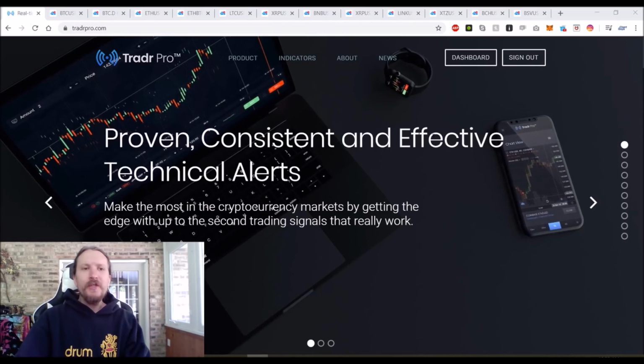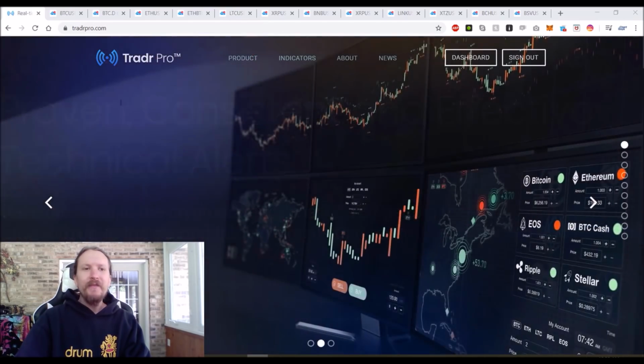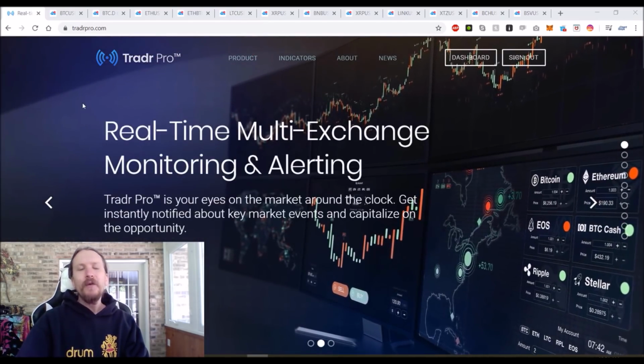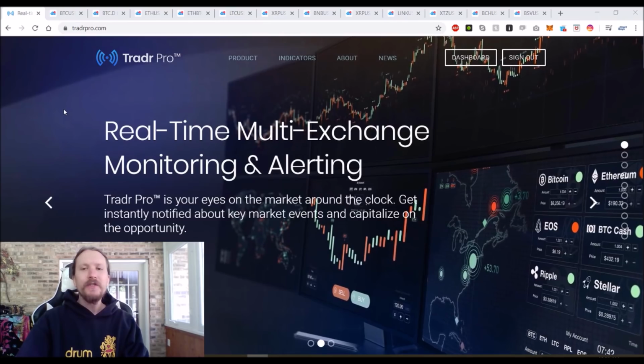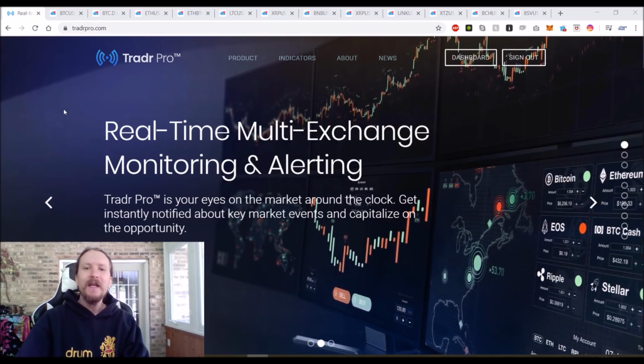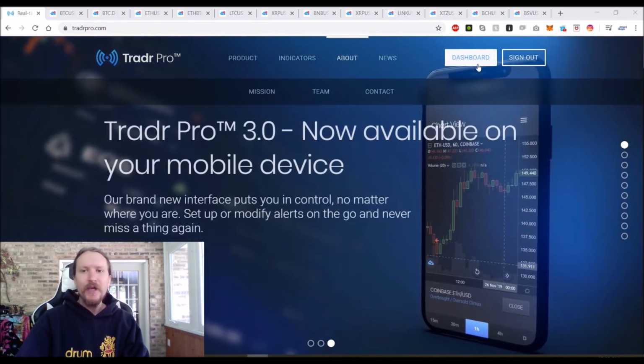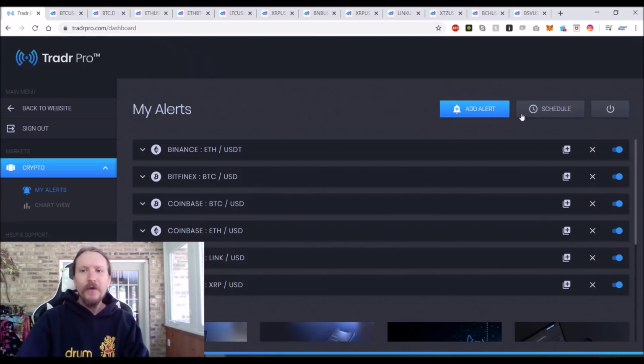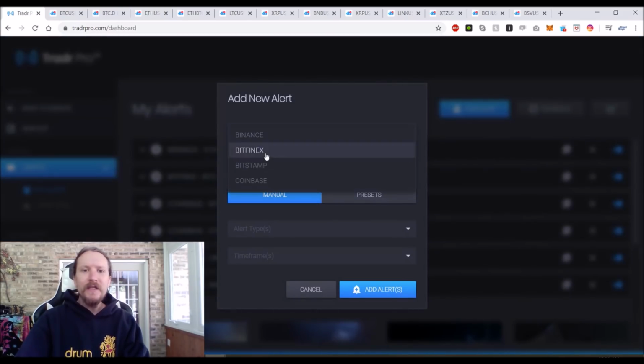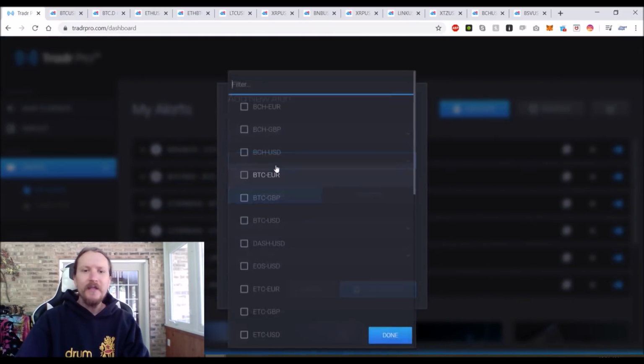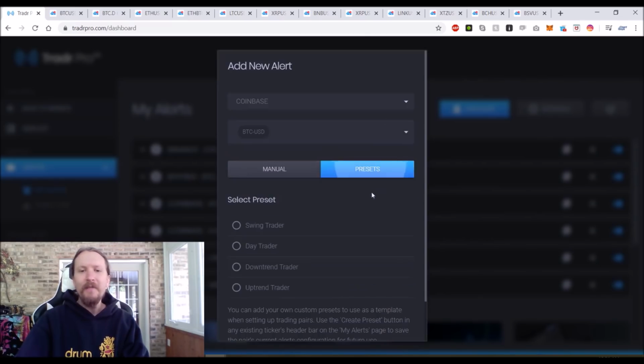Crypto traders, before we check in on the Bitcoin bullish action that we've got going on leading up into the halving, we want to point out on the Trader Pro alert system that we've added some preset alerts. To check those out, go to dashboard, go to add alert, choose the exchange that you want, choose the pairing that you want, and then rather than choosing the manual alerts as we have in the past, we have presets now.